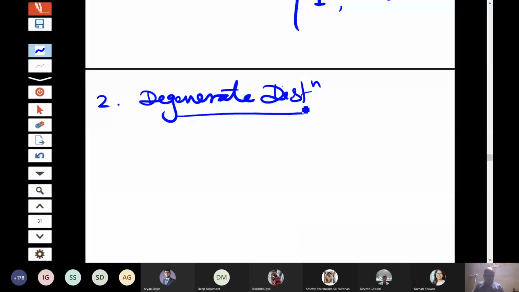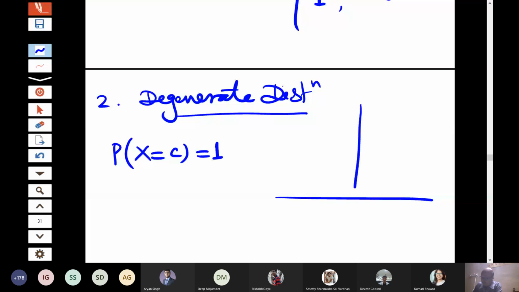Then we have a degenerate distribution. This is the simplest distribution. Sometimes you are dealing with a sure event. In a sure event, only one point is there, because to that sure event we will associate a certain random variable. It will take only one value. That means the probability that x is equal to c is 1. This is known as a degenerate distribution. Suppose this is the point c and you allocate the value 1 here.